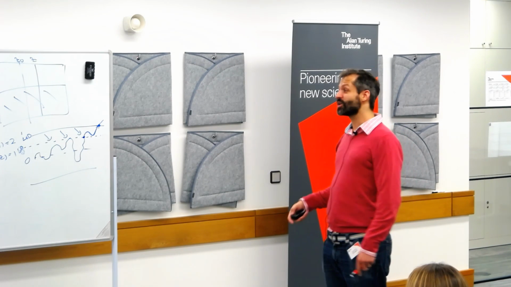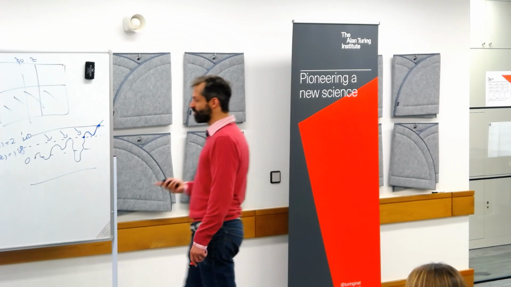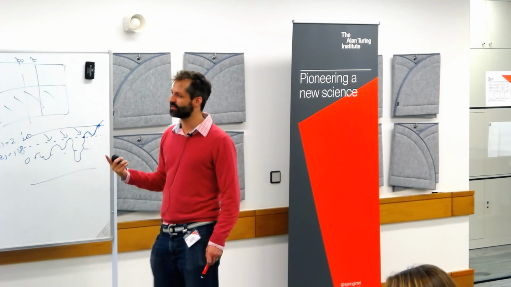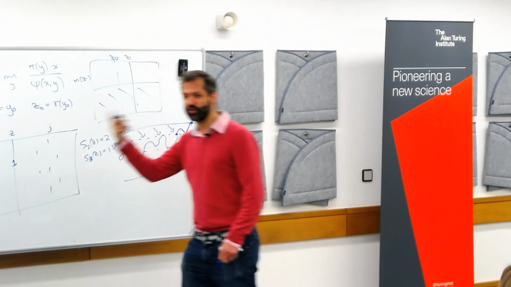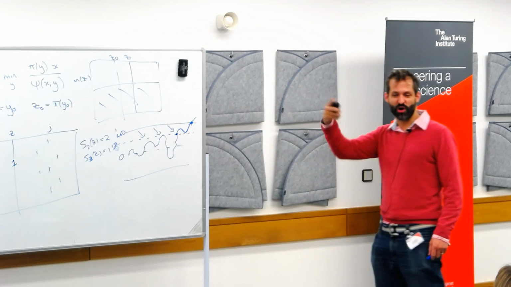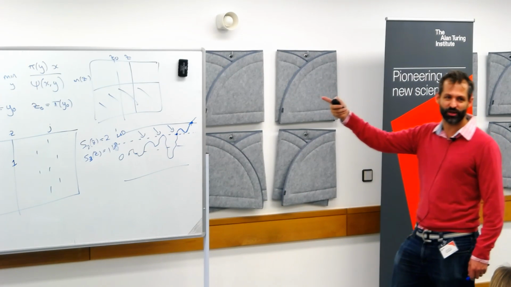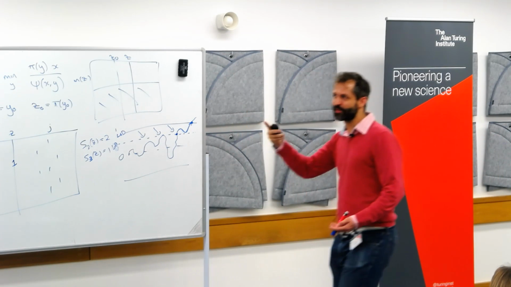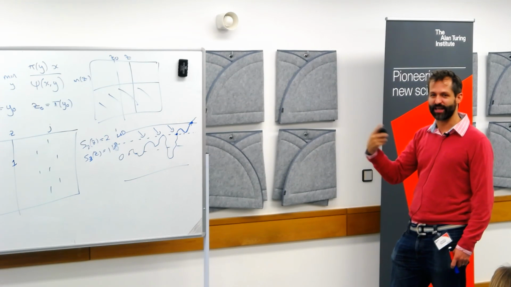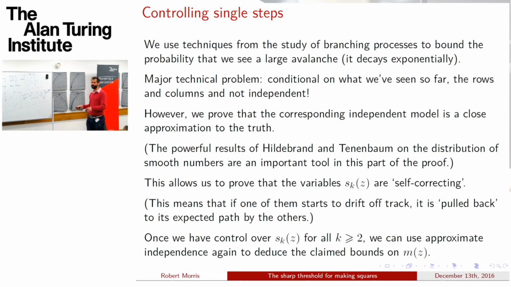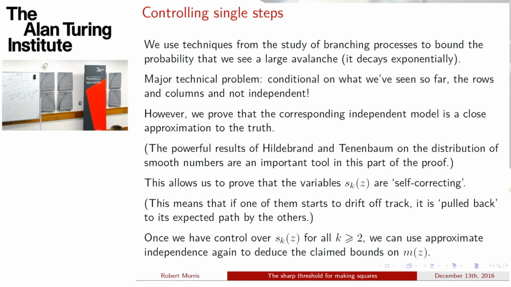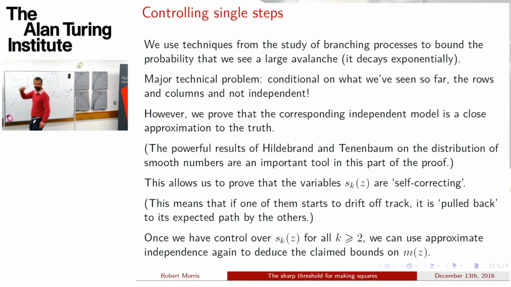Okay. So once we have control over all of these SKs, then we can deduce that m, the number of rows, really satisfies that equation. So what I say is that the SKs allow us to bound the average degree. So we know the average degree is what it's supposed to be. But why is the number of isolated vertices what it's supposed to be? Because our hypergraph looks kind of random. And this follows because the independent model is a close approximation to the truth.